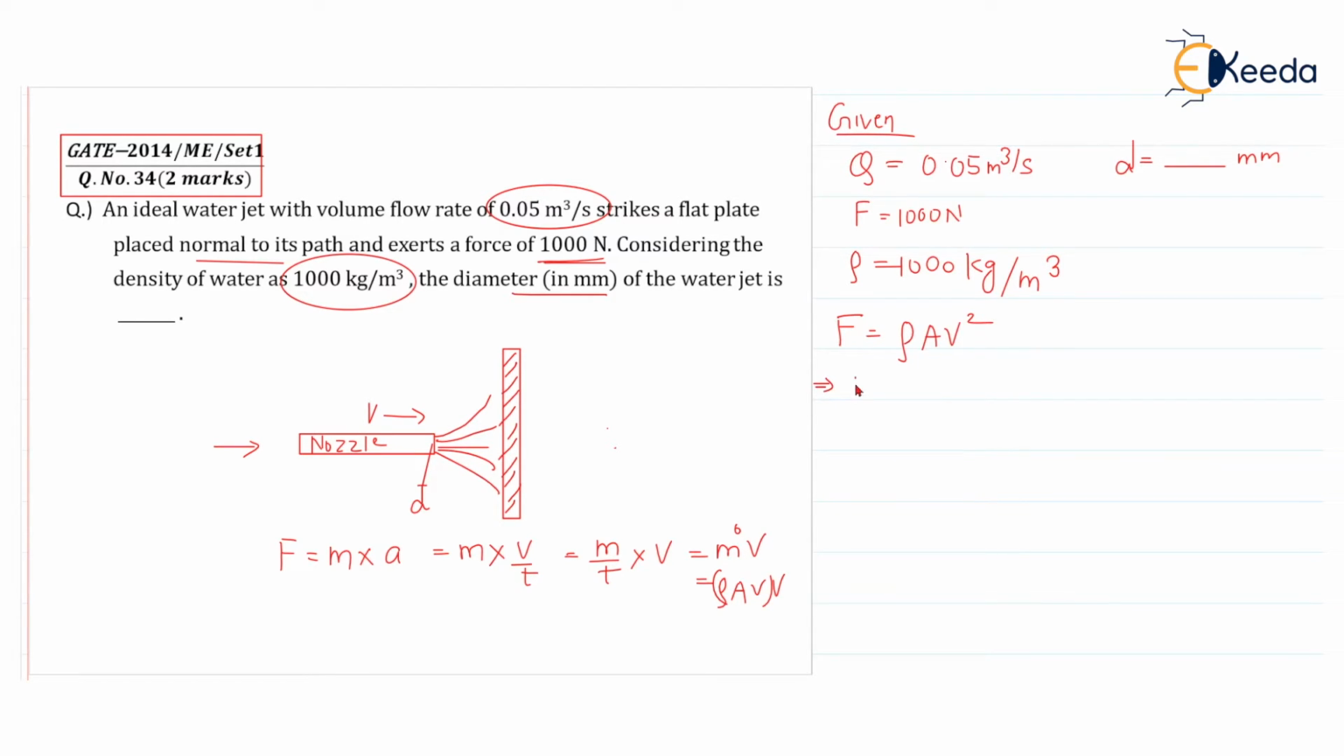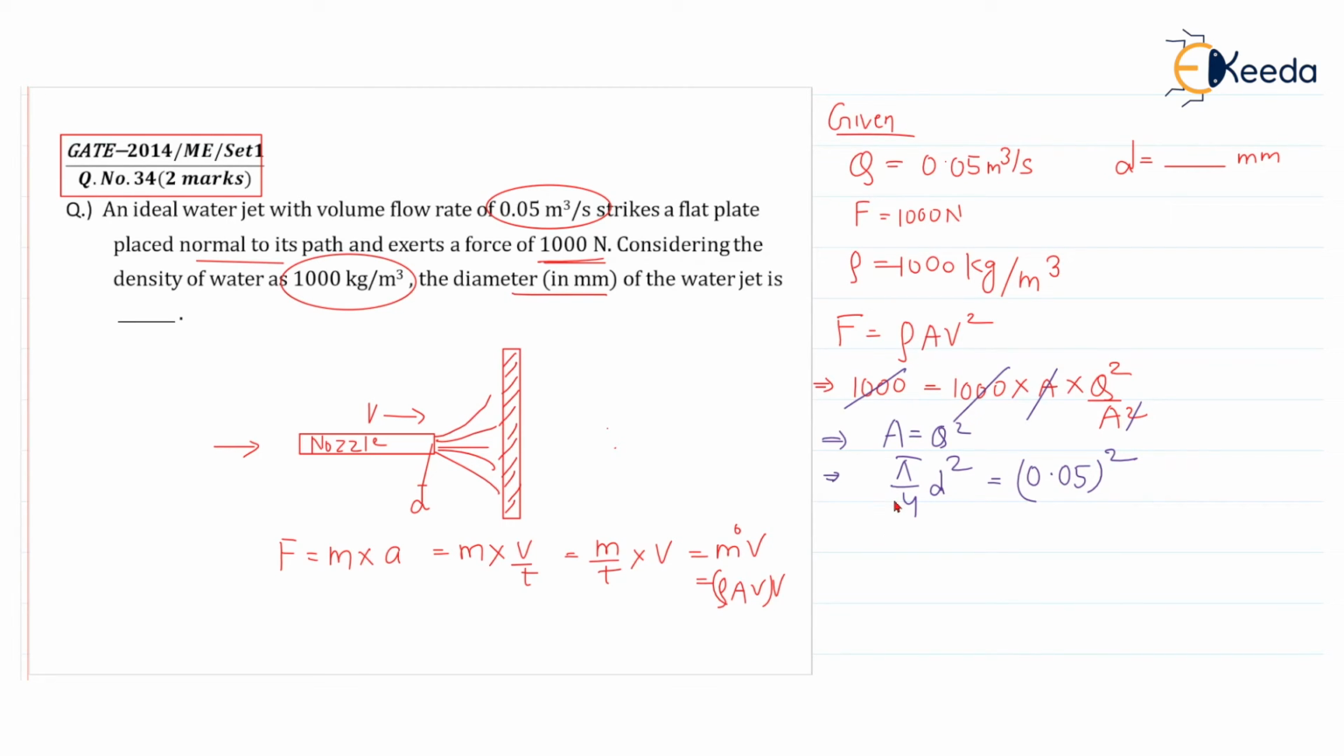So now we can put the values. Force is 1000 Newton equal to density 1000 kg per meter cube into area, and velocity is discharge by area, so Q square by A square. This 1000 gets cancelled, and this area also gets cancelled here. What is remaining? A is equal to Q square, and area is pi by 4 d square, because we have to find the jet diameter. So pi by 4 d square equals Q square. Q is given in the question as 0.05, whole square.